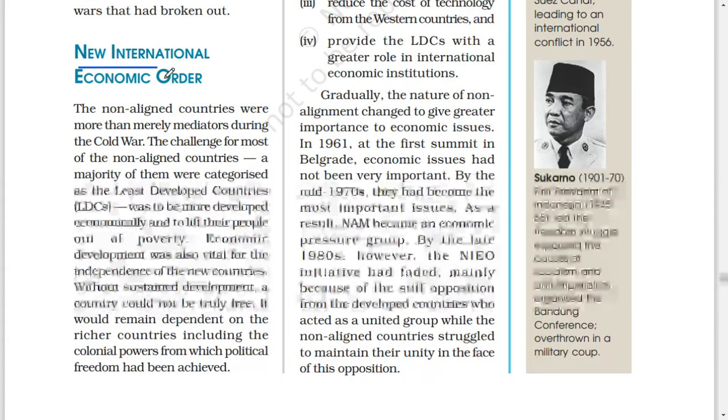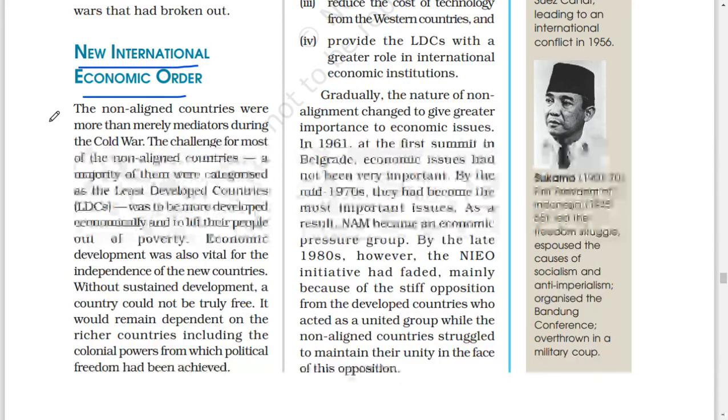New international economic order. The non-aligned countries were more than merely mediators during the Cold War. The challenge for most of the non-aligned countries, a majority of them categorized as the least developed countries (LDCs), was to be more developed economically and to lift their people out of poverty.